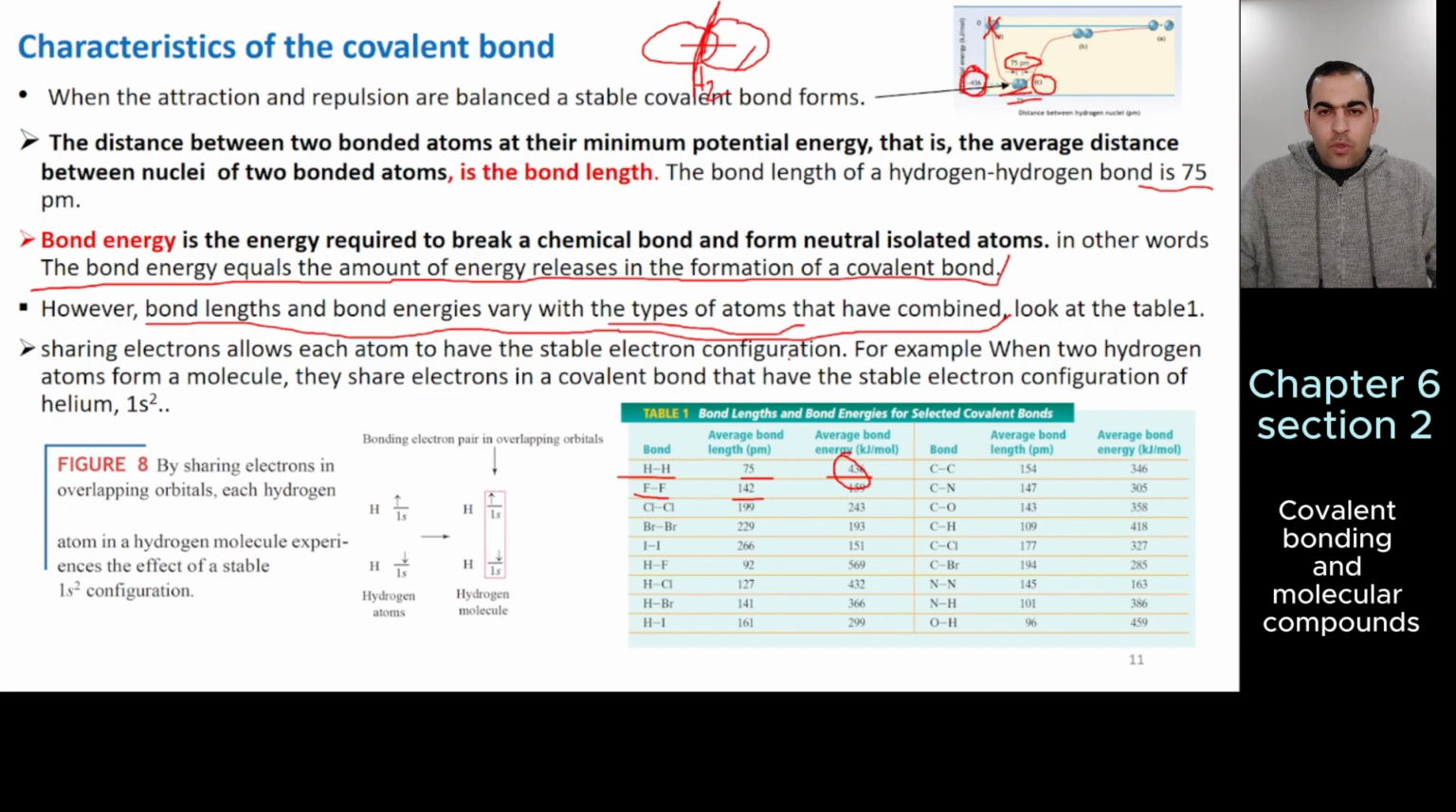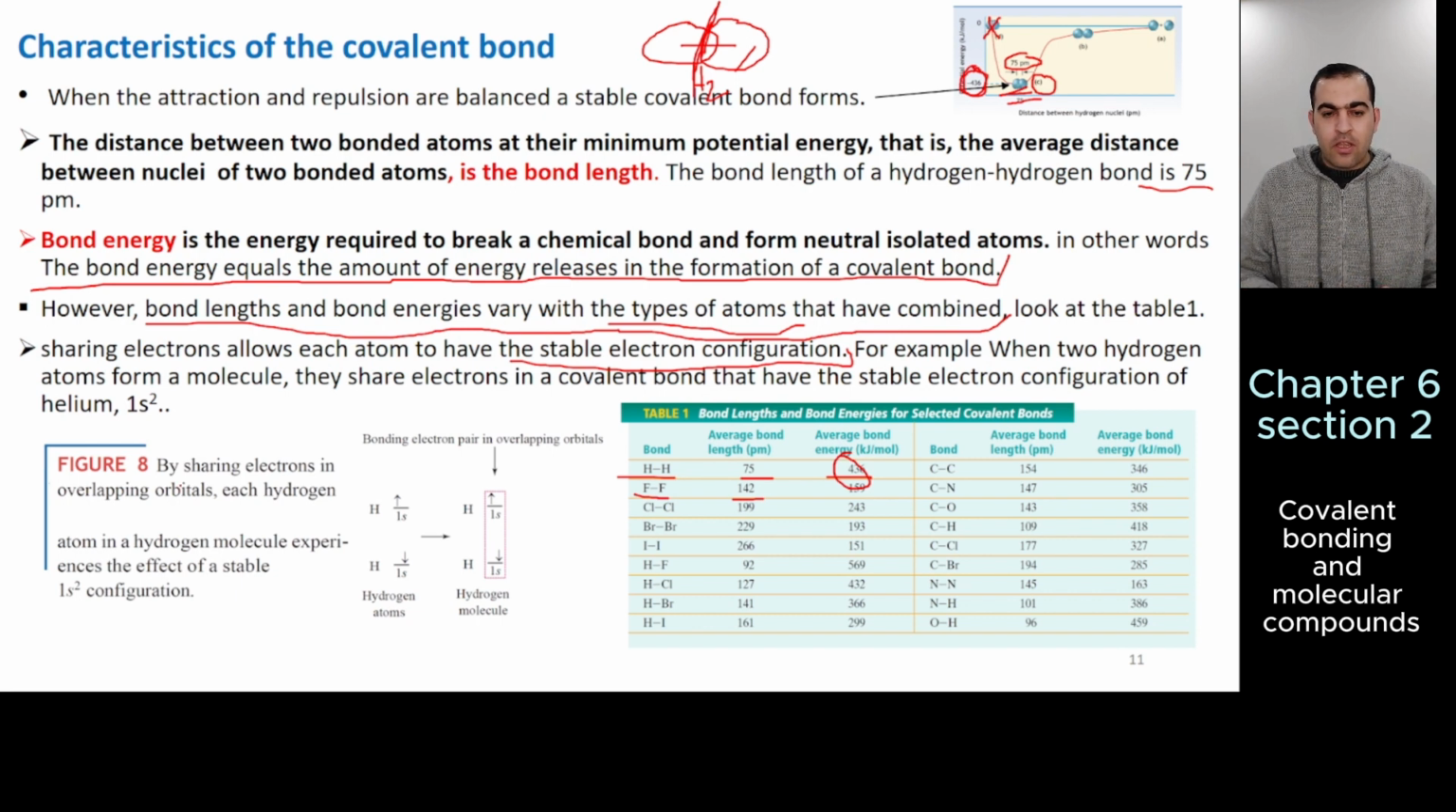Then, when atoms share electrons, sharing electrons allows each atom to have a stable electron configuration. What does it mean? When atoms bond, why do they have less potential energy? Because they have a stable electron configuration. When an atom has a stable electron configuration, it is going to be stable. It is going to have lower potential energy.